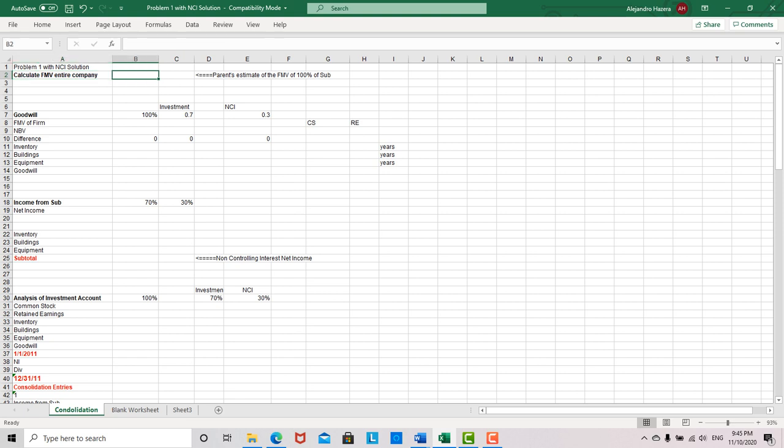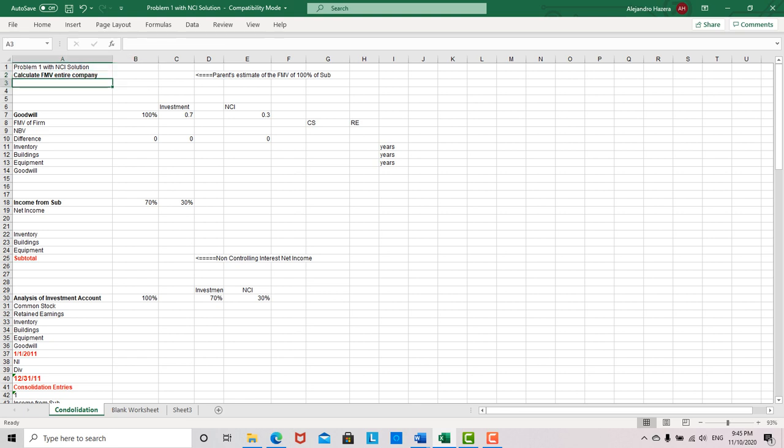There is going to be one extra calculation we do, but it's incredibly simple. The first thing you have to do, when you don't have a 100% acquisition, is calculate what we call the fair market value. Basically, you have to calculate the parent's estimate of the fair market value of the other company. It's a very easy calculation.